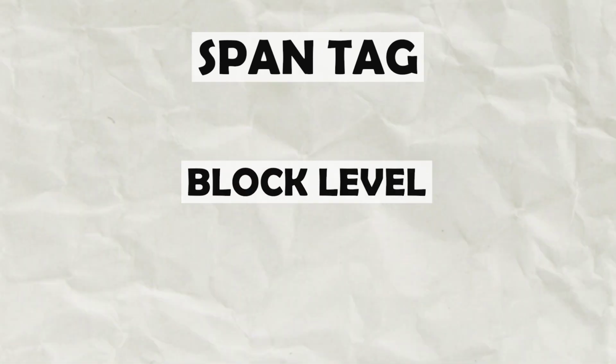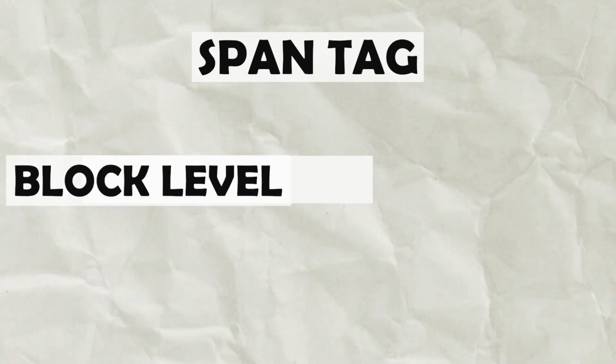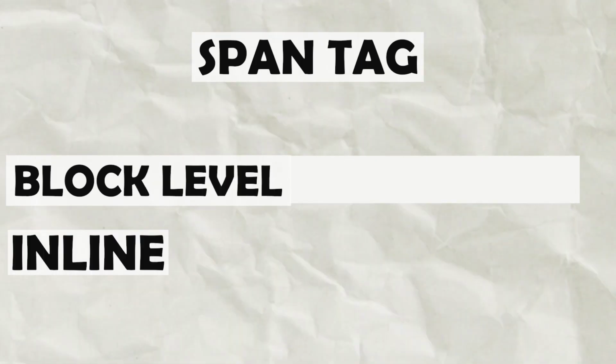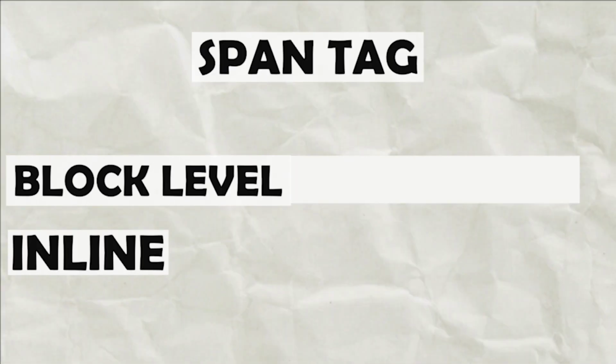To understand the span tag, let's first grasp the concept of block level and inline level elements. Block level elements consume the entire available width like headings and divs, whereas inline elements only take the required width. The span tag is an inline element. Let's see this in Visual Studio Code.